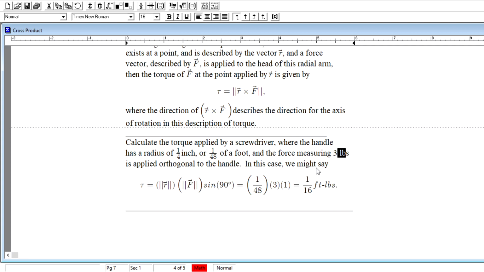And if my force is measured in pounds and my distance is measured in feet, then we can call that description of force with respect to distance a measurement of foot-pounds. We might say here we have 1/16 of a foot-pound of torque being applied by the screwdriver's handle. All right? So torque is some physical application where we actually make use of this cross product.